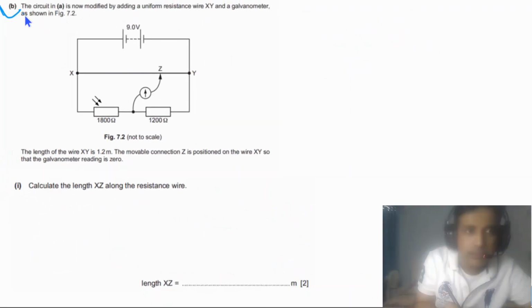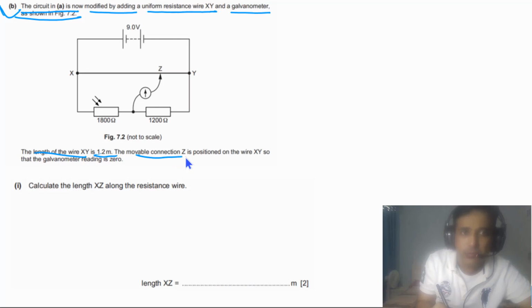Part B says the circuit in A is now modified by adding a uniform resistance wire XY and a galvanometer as shown in figure 7.2. The length of the wire XY is 1.2 meters. The movable connection Z is positioned on the wire XY so that the galvanometer reading is 0, meaning the reading on this galvanometer is equal to 0. We need to calculate length XZ along the resistance wire.